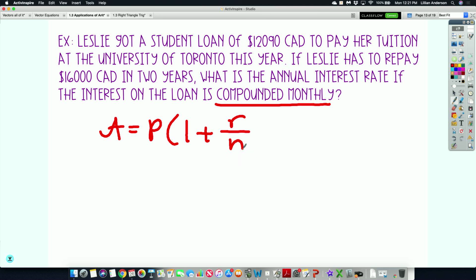Which variable am I solving for? R. If I'm solving for R, what's A? 16,000. You sure? What's A stand for? The final amount? Okay. P? What's P?